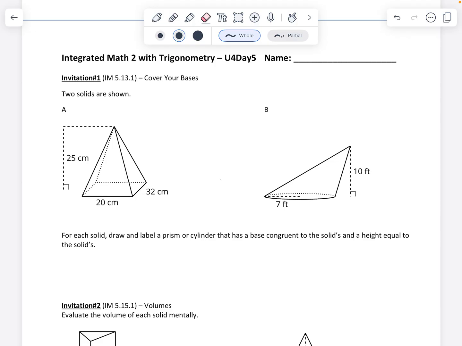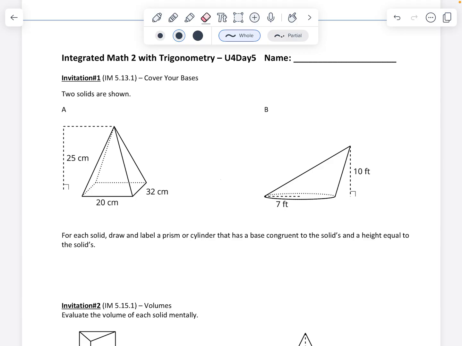So this is the last lesson in Unit 4. It's the last thing you're going to be learning this semester. So this invitation says to draw and label a prism or cylinder that has a base congruent to the solids and a height equal to the solids.